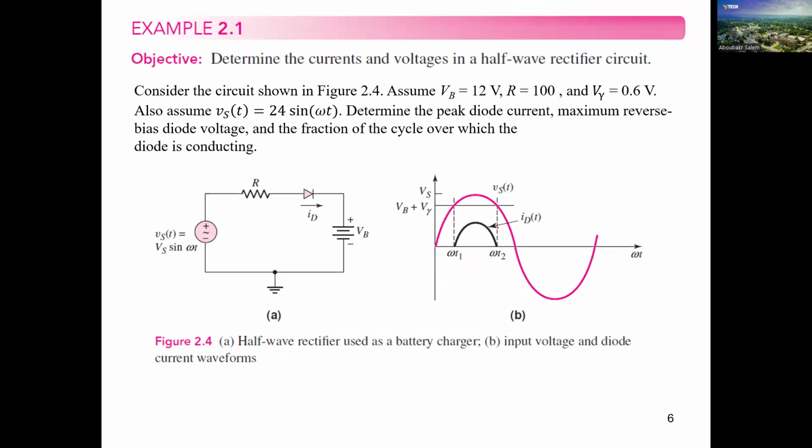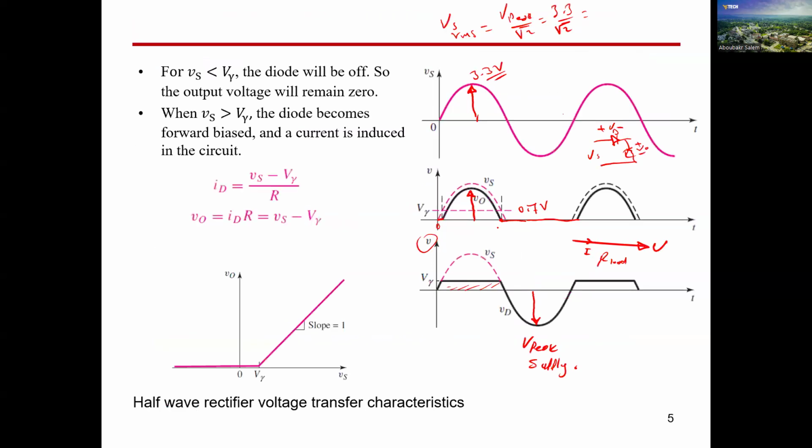Let's solve this example together. So in this example here, the objective is to determine the current and voltage in half-wave rectifier circuit. By the way, let me bring the previous slide again, guys. I have a question here. I need this point to be crystal clear for all of you.